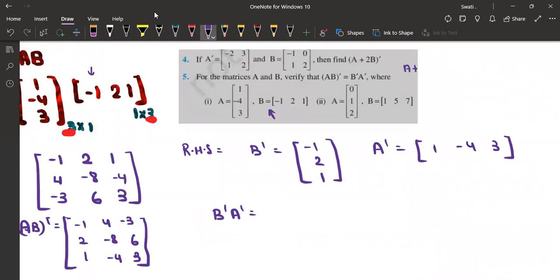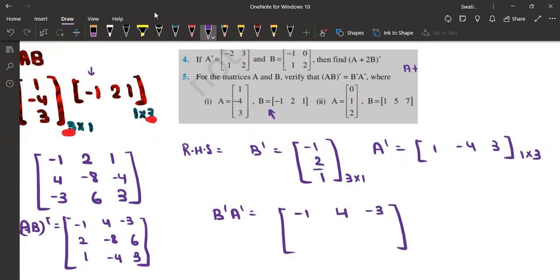Again, if you want, you can write down the order of the matrix. It is 3 rows and 1 column, and it is 1 row and 3 columns. So, of course, the resultant is going to be 3 by 3. It's again very simple. First, you can say row with the first column. So, -1 times 1 is -1. -1 times -4 is 4. Next, we have -1 times 3 is -3.